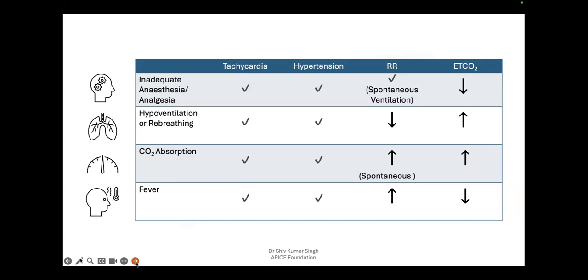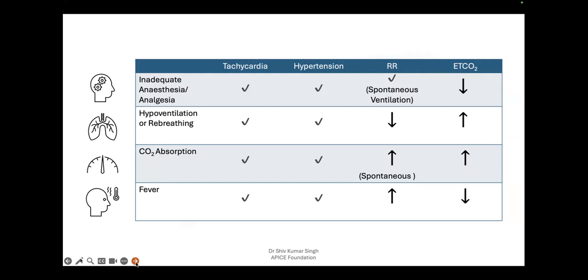If you're hypoventilating or there is rebreathing because your soda lime got exhausted or you're using too low flows, yes, hypercarbia can cause tachycardia and hypertension. And you will actually see on the monitor that the respiratory rate is low. If the patient is spontaneously breathing and you have given too much opioid, you'll see that. Yes, end-tidal CO2 will be raised, but again, temperature should not go up.